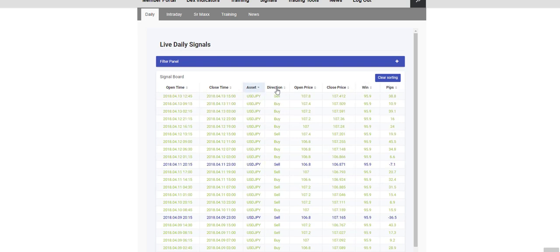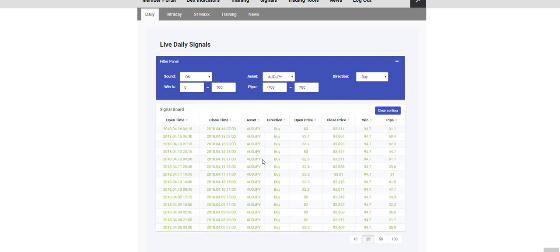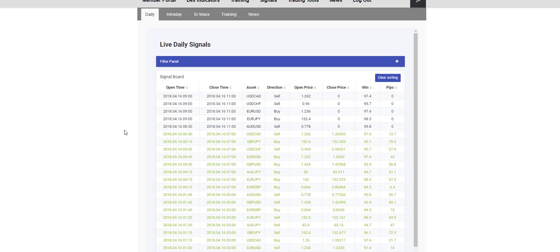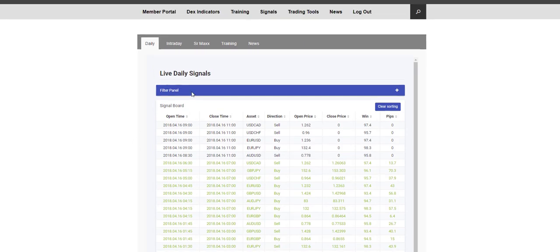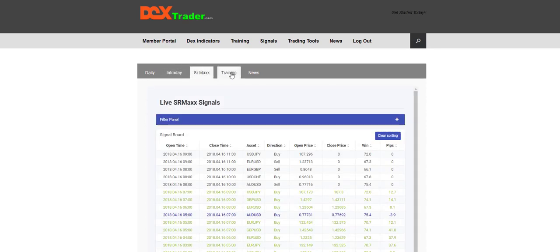Everything still works in the sorting section. You want to isolate the variable and do it on the buy or buy sell or what have you. If you want to use the collapsible panels here, you just want to look at all the JPYs in a buy selection. You could still do that, clear sorting. All that still works. You just have to refresh the page now to get it to that point. We discontinued some of the markers in there to keep it fresh. Okay? Intradays still the same. SR maxes still the same.